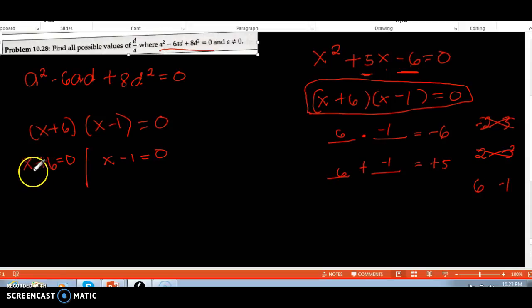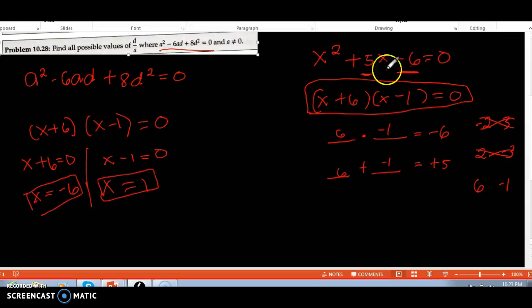Now, what value of x will make it 0? So therefore, your x is just going to be equal to negative 6. Negative 6 plus 6, that makes it 0. And on the other hand, x minus 1 equals 0. What value of x will make it 0? Therefore, your x is equal to 1. So this is the idea of solving an equation. You factor the original equation, and then set each factor to 0, and then solve for each factor. Okay, so that's what we're going to do.